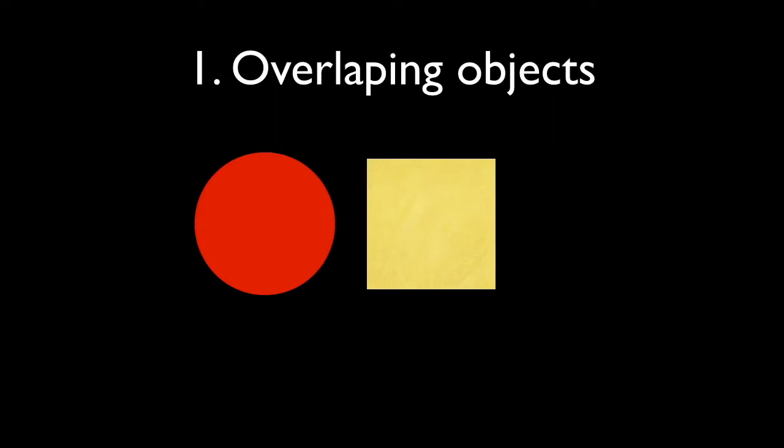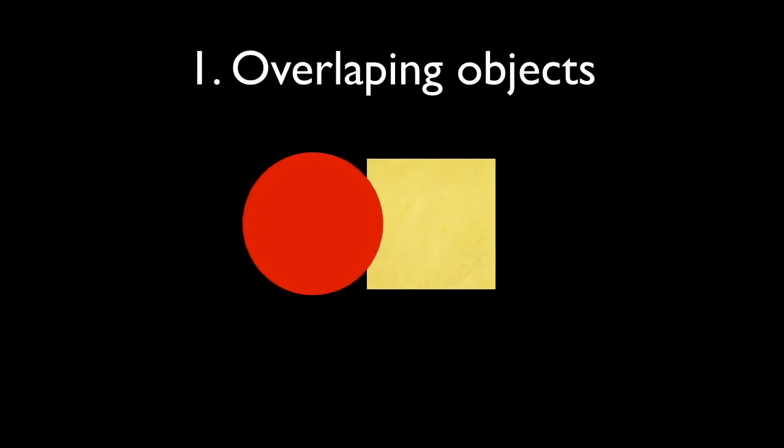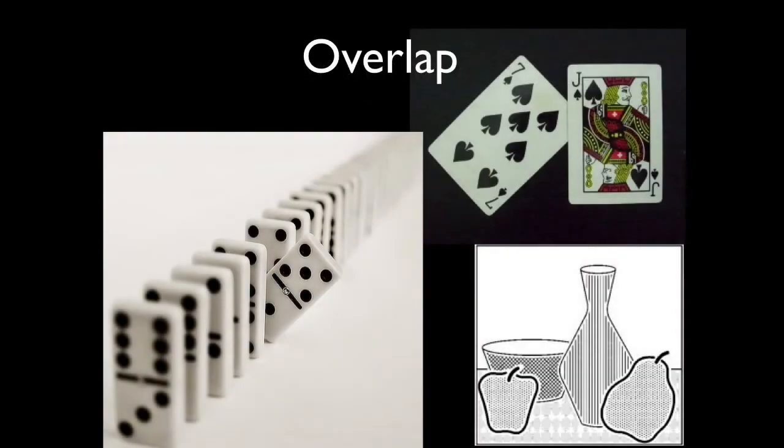But if I overlap them, like so, then you can really tell that the circle is definitely in front of the square, right? So let's take a look at a couple of examples of overlap. Here you can see how it's used in both photography and art to show objects that are clearly in front of each other and objects that are clearly behind others.